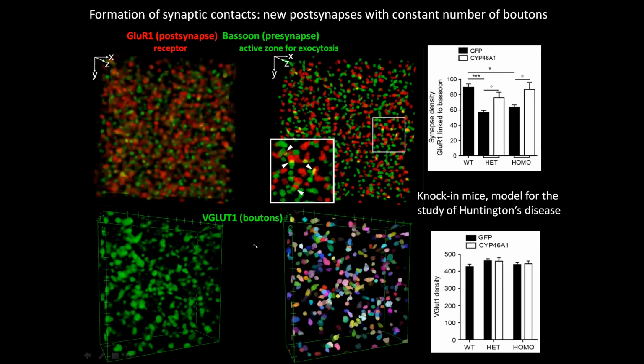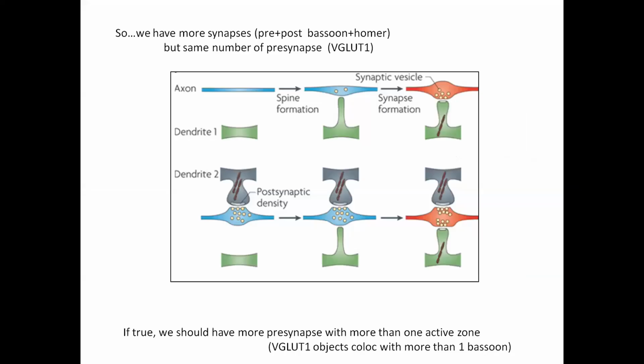In the meantime, in parallel, I was also making a segmentation of the VGLUT1 buttons. Here I see the number of buttons, and what I could see was that it was completely constant. There was no decrease, no increase. This was again a spot segmentation, and you can see the 3D rendering of this. So this was intriguing. Basically, we have more synapses, that is, more pre and post, Bassoon and Homer or GluR1, it's equivalent. But we have the same number of presynapses.